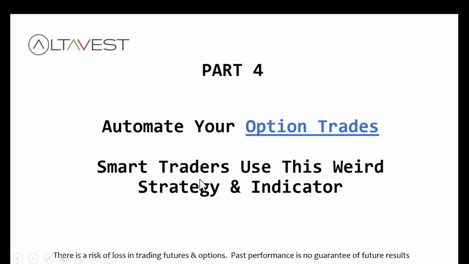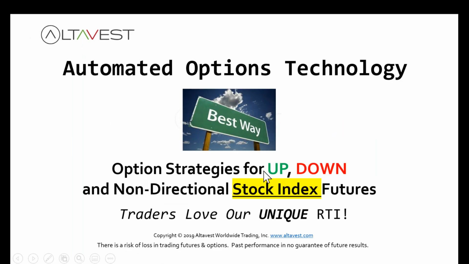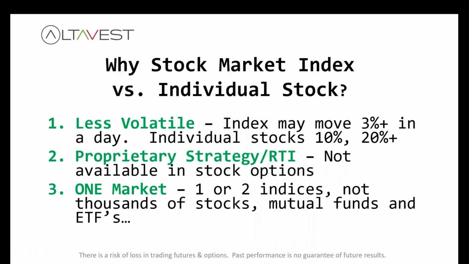We think a lot of smart traders are going to really enjoy looking at what we call a weird strategy and indicator. There's really no other term for it. So, automated options for up markets, down markets, non-directional. We're looking at stock index futures, and I'm going to show you why. Then we have a unique indicator that puts this all together. So why an index and not an individual stock? I think it's pretty obvious. Less volatile, and we have a proprietary strategy that applies to an index and not an individual stock.